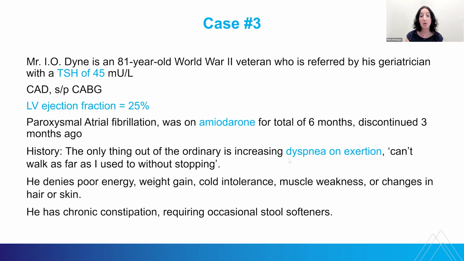And the only thing out of the ordinary is that he's having increasing dyspnea on exertion. This is a true patient that I saw when I was an endocrine fellow at the VA. So he can't walk as far as he used to without stopping. He doesn't have any weight gain or cold intolerance, muscle weakness, change in hair, skin, or energy. He does have chronic constipation.